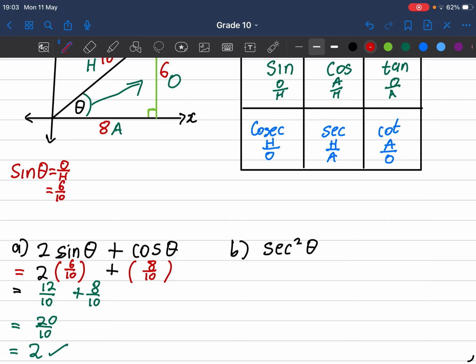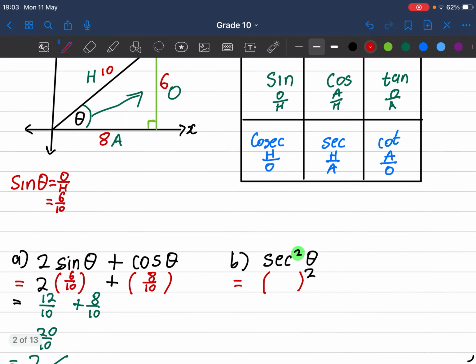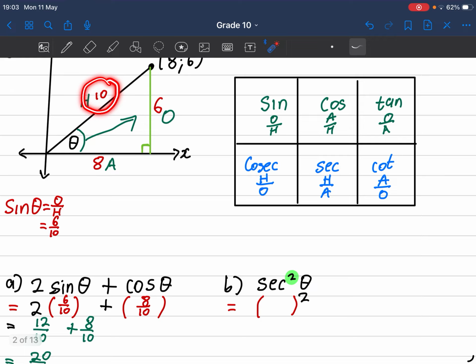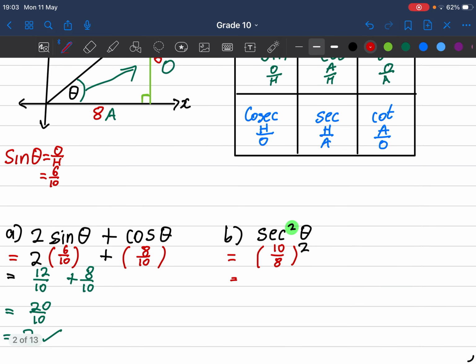For the second question, we have sec squared. When you see a square, the way you're seeing over here, it simply means the trig fraction that we get after we do our trig is going to be squared. Now sec we see is hypotenuse over adjacent. So the hypotenuse here is 10 and the adjacent is 8, so it's going to be 10 over 8. And 10 squared over 8 squared is going to be 100 over 64. And that's our final answer there.